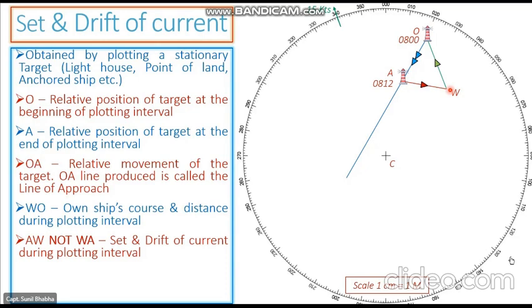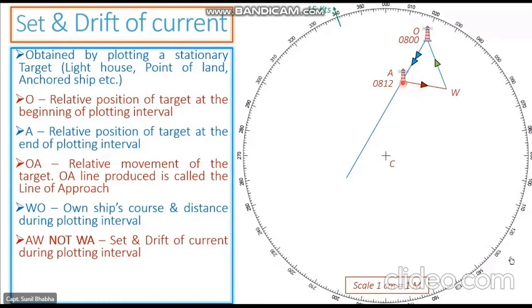One very important thing to understand here is, when we were plotting a target, the target's course was this O to Alpha. But when you are obtaining the set of the current, the set of the current is in the direction Alpha to Whiskey, not Whiskey to Alpha. It is from Alpha to Whiskey. A to W gives us the set of the current.